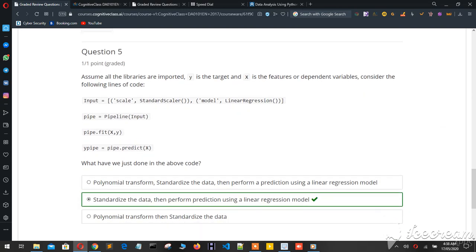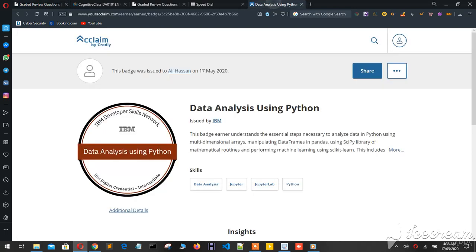So the fifth option is there, the fifth question is there. So assume all the libraries are imported. y is the target and x is the feature or the independent variables. Consider the following consequentials. So let's get started on that.